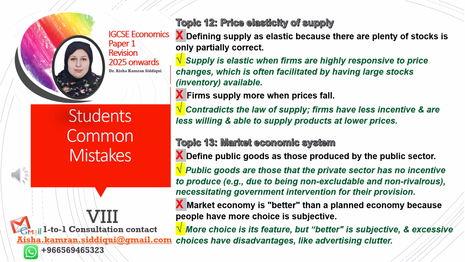Second, firms supply more when prices fall. This contradicts the law of supply. Firms have less incentive and are less willing and able to supply products at low prices.